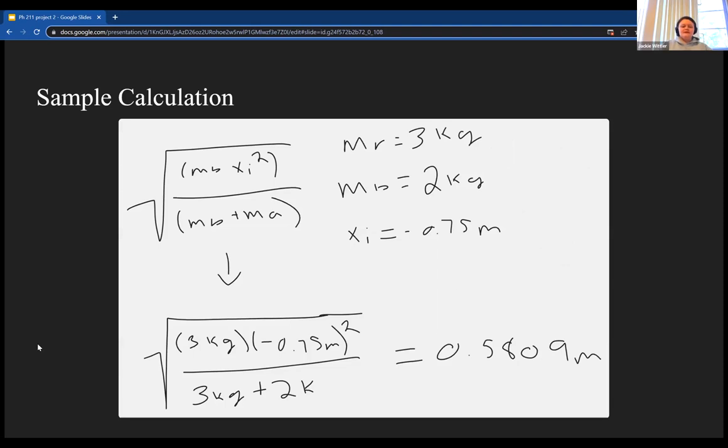For the sample calculation, the numbers that we chose to plug into the equation were the mass of the red block equal to 3 kilograms, the mass of the blue block equal to 2 kilograms, and xi, the initial spring compression, to be negative 0.75 meters, and that number is negative because it's being compressed backwards. Once you plug all those numbers in, you would get that the compression of the spring would be 0.5809 meters.